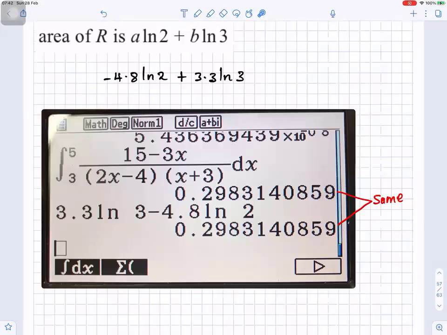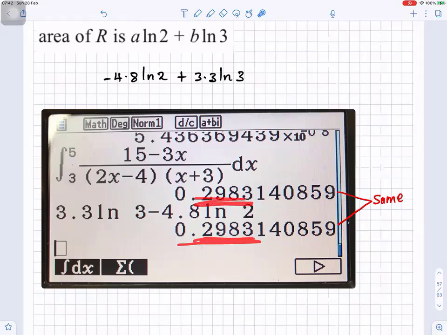And you can use your calculator to check. Don't forget to use the integral of that expression dx. You get 0.2983. And if you put 3.3 ln 3 minus 4.8 ln 2, you get 0.298. So if you notice, the two answers are the same.